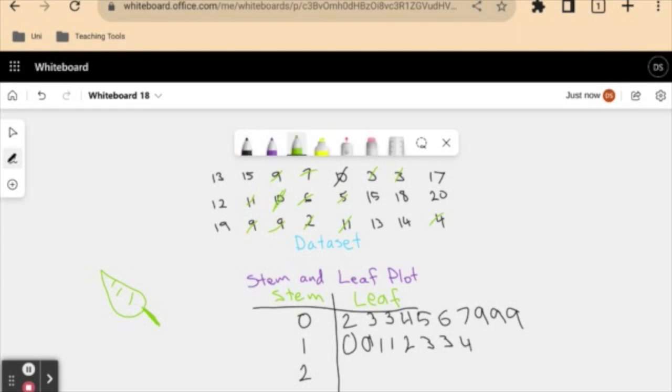I hope I haven't missed any. 12, 13, 13, 14. We have two 15s and a 17. So we can go 5, 5, 7. And we have 18, 19, 20. I think that's everything. 19 and 20. Beautiful.